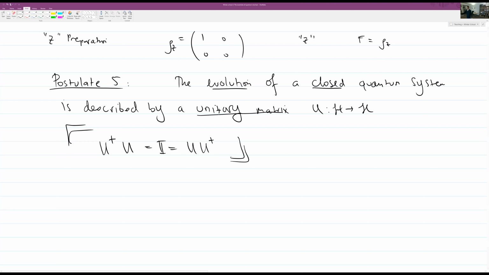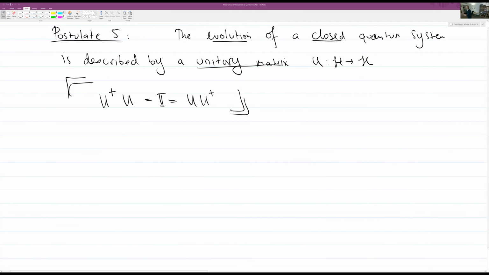I'm not going to write it down here, but gaining information disturbs the quantum system, and you gain information by measurement. But if you don't measure the system, if you gain no information about the quantum system, then the evolution of the system is described always by a unitary matrix U. This turns out to be really crucial, this distinction between evolution and information gain and closedness. All right, so the evolution of a closed quantum system is described by a unitary matrix. And we describe evolutions in one of two equivalent ways.